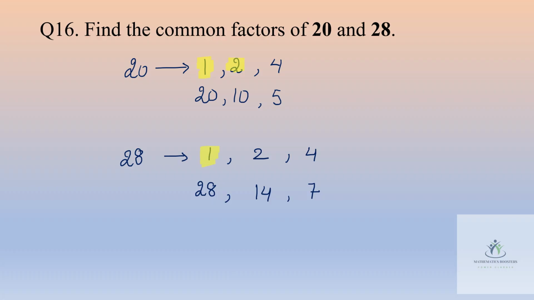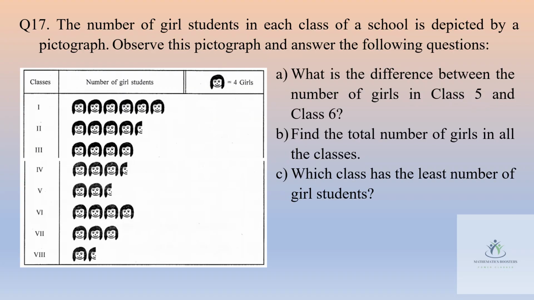Then 2 is common. And 4 is common. So which are common factors? 1, 2 and 4. This is the answer. Next, the pictograph of girl students in each of the classes is depicted by a pictograph.